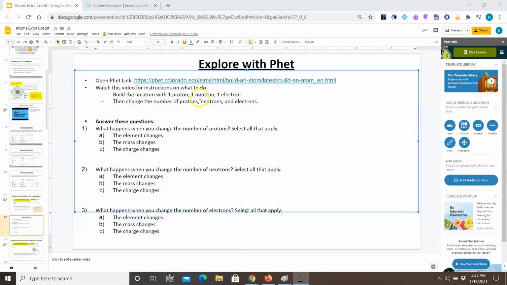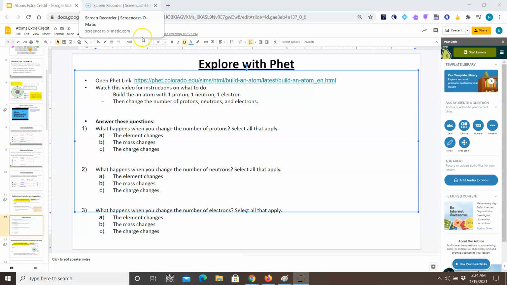So basically, when you change the number of protons, for example, what changes? Does the element change, the mass, or the charge? As you are going, or at the end, you'll answer these questions, and you can just answer them in your mind, so that will lead you to the next step of the Pear Deck.